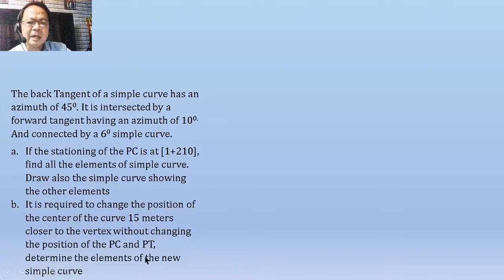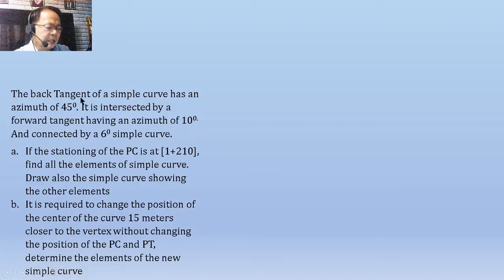Kaya dito sa problem na ito, meron tayong given elements ng curve. And then from there, we will be defining the other elements. At yung elements na sinasabi dito, yung direction ng tangents, at yung stationing ng PC at yung tinatawag nating degree of curvature that will connect the two tangents.